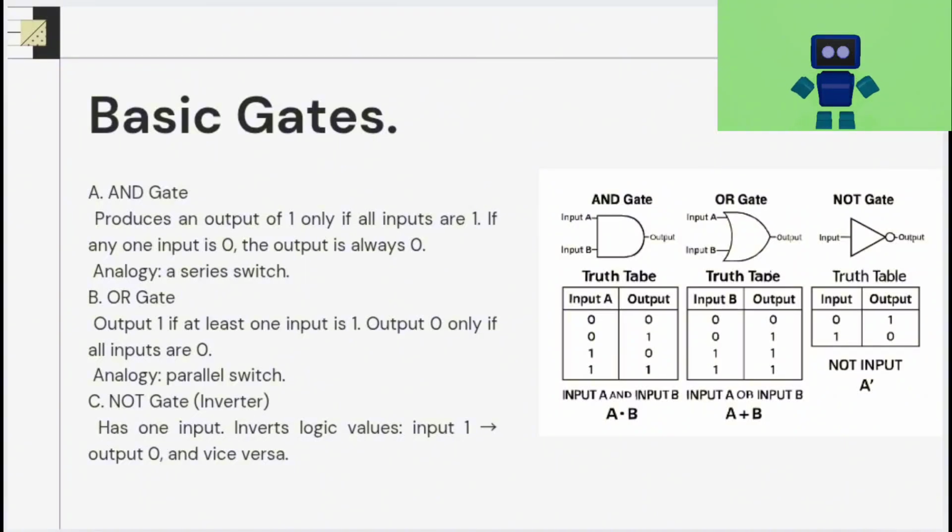Function. The NOT gate functions as an inverter. It only has one input. Output. The output is the inverse of the input. If the input is logic 1, the output is logic 0, and vice versa.